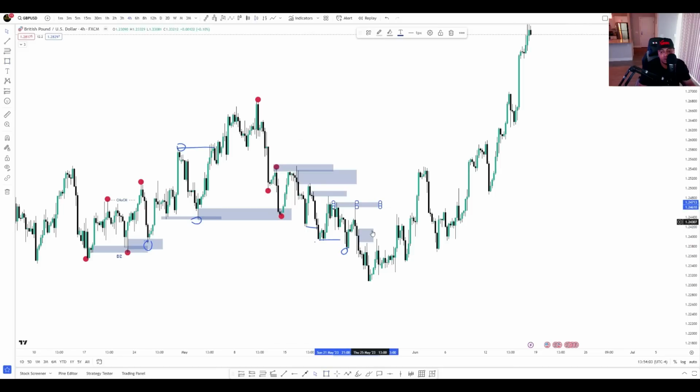Okay, so now after that we have a change of character to the upside, price creating lower highs, lower lows, and then we have a change of character over here, price literally cutting through this area, and now we have a reversal. Once we get this reversal, how do we find our supply, our demand?